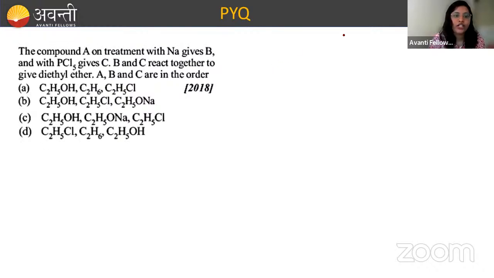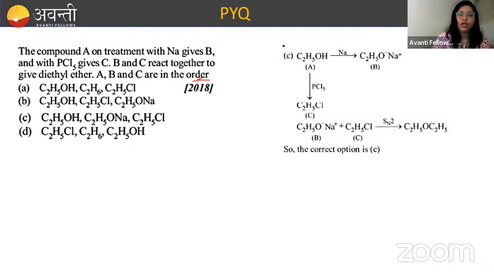Next, a compound A on treatment with sodium gives compound B, and with PCl5 gives compound C. B and C react together to give diethyl ether. What are A, B, and C, in order? Whatever the order is given to us, we need to find out what those A, B, and C will be. So A is the compound. I have taken one of the options here and done the reactions. I have taken option C.